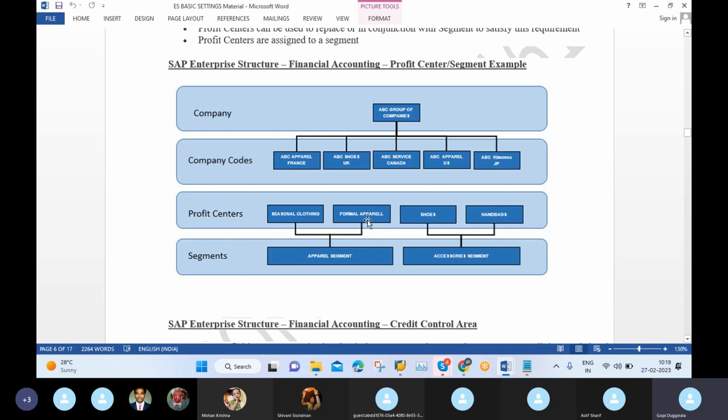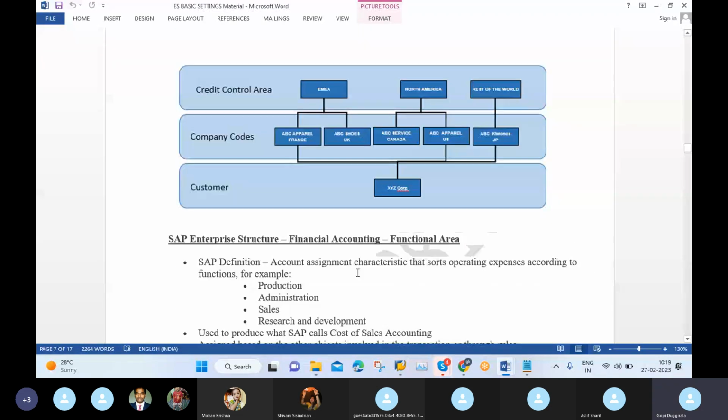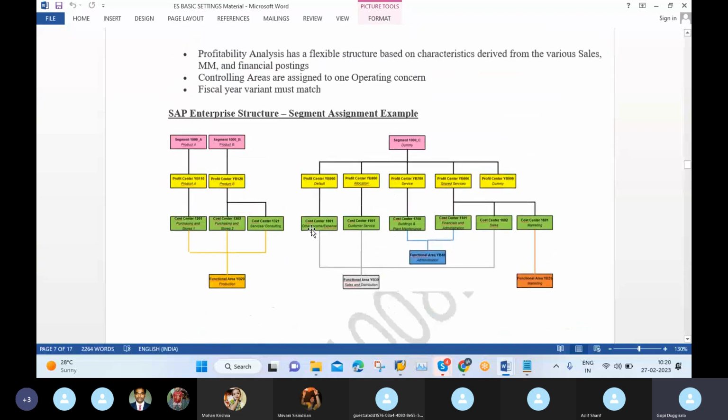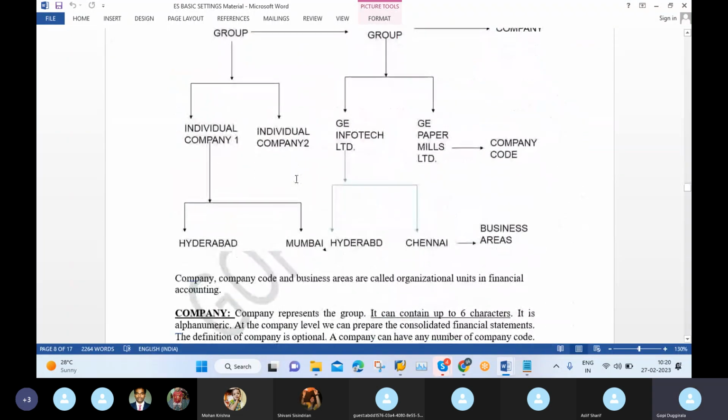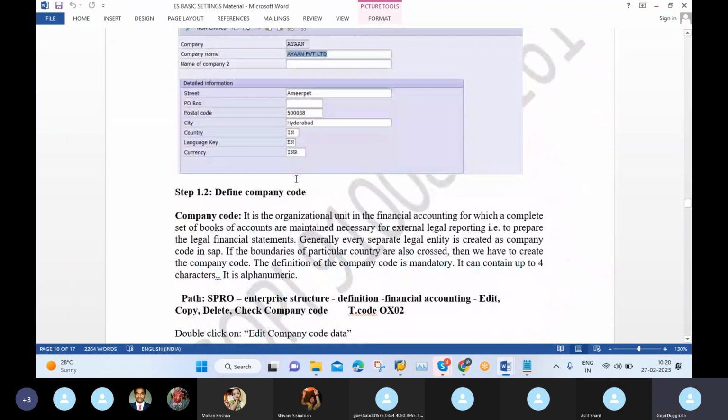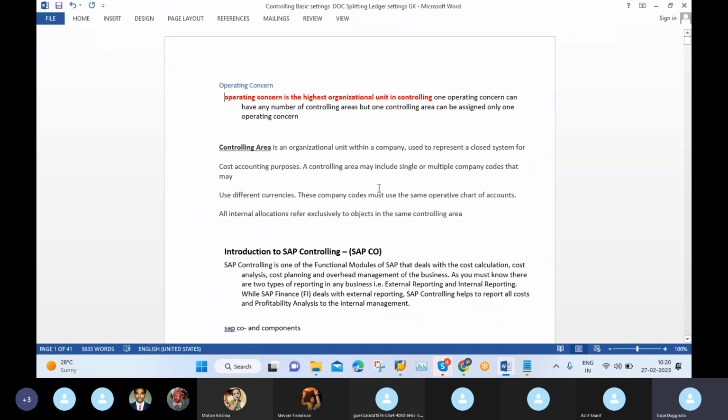Why? Because here you can see profit centers are linked with segments. One more thing is credit control area, company codes, customer. If you have some idea, see here you can see segment, under segment profit center, under this cost center, under this cost center we have cost elements. If you understand these topics, like what is our enterprise structure, what is our highest enterprise structure, if you know these things, then only you will get some clarity in SAP, right?